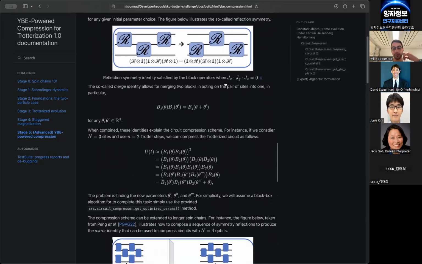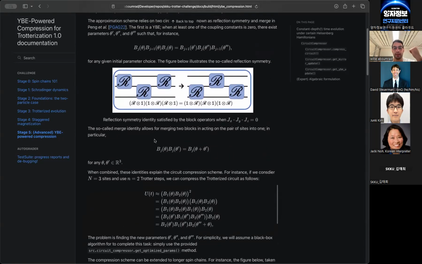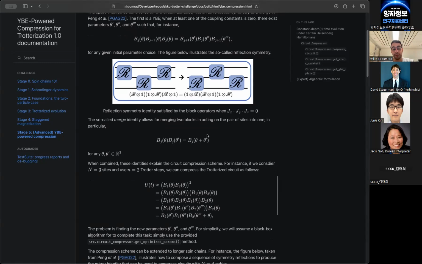The other part of this, or the thing that really explains the compression scheme, is that you need to realize that doing time propagation on the same site twice, right, or doing it consecutively, is the same as just applying one single time propagation operator for a longer time, right? So this is called the merge identity. Essentially, it'll allow us to collapse some blocks and just remove them from the circuit. All you have to do is update the parameters in your time propagation blocks, right?